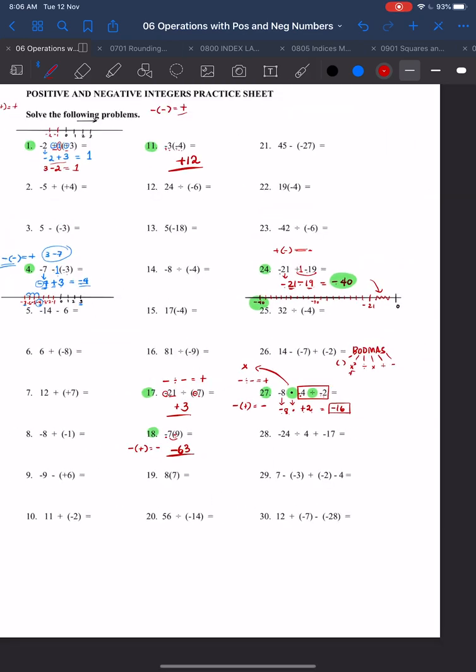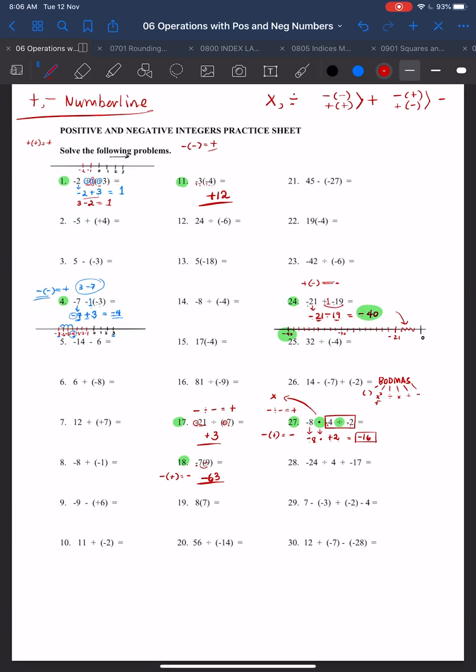Okay, so I hope this short tutorial helps you to be able to understand how to add, subtract, multiply, and divide positive and negative integers.